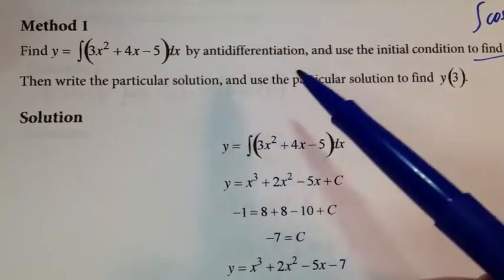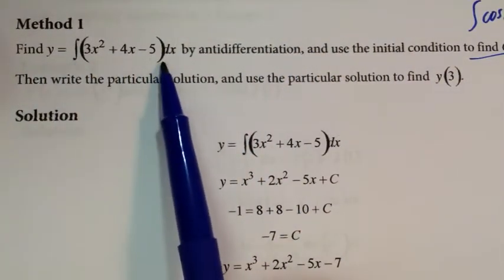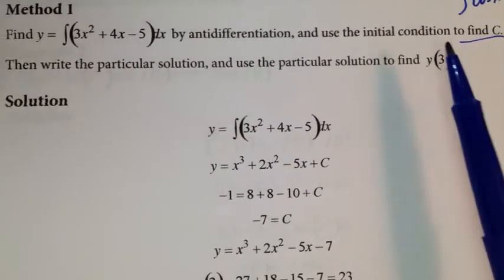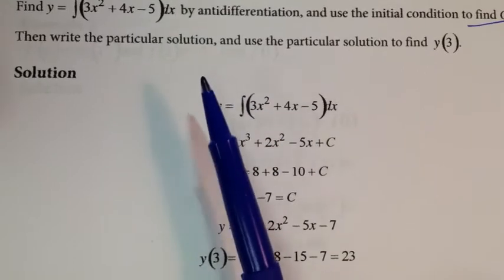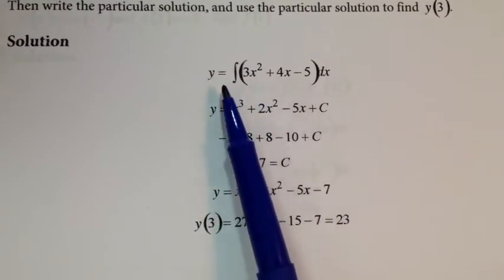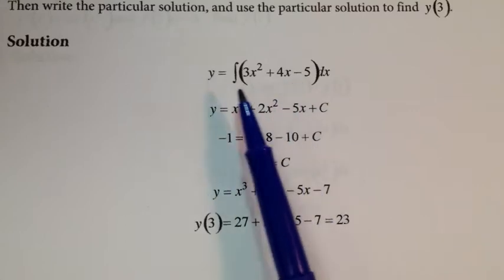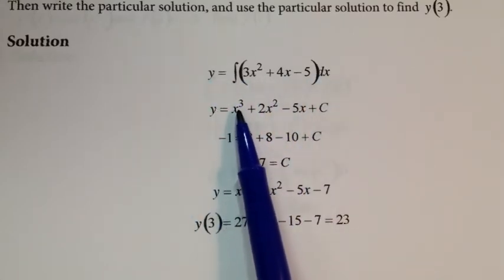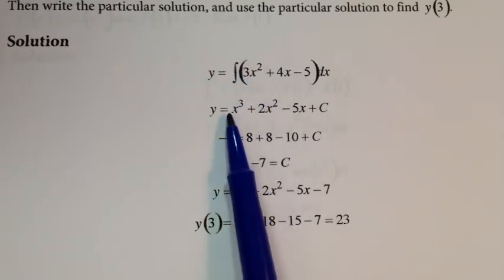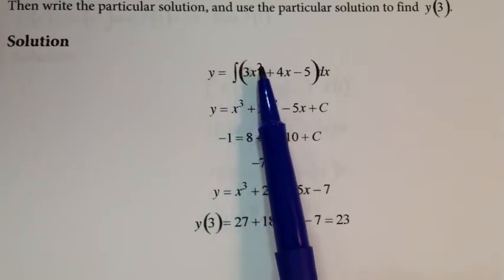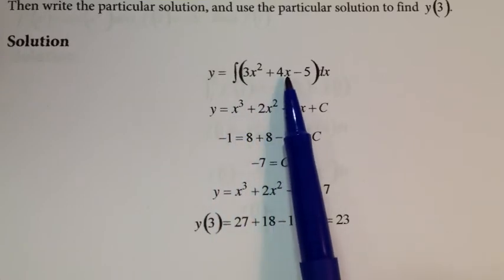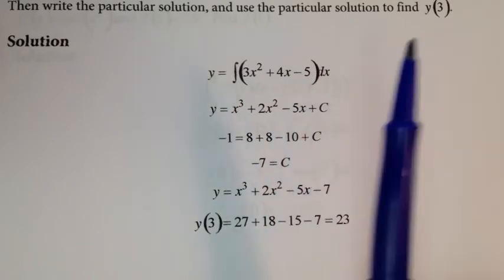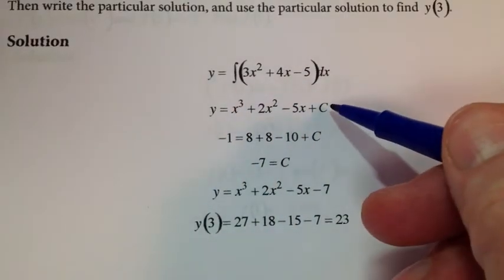One method for finding that would be to actually find this integral by antidifferentiation and use the initial condition to find C. So you can look this over. This is not the way we're going to solve most of these. But when the antiderivative is pretty easy, in other words, if y is equal to this integral, then y is equal to the antiderivative of 3x squared, which is x cubed, 3x cubed over 3. And then the antiderivative of 4x is 2x squared. Antiderivative of -5 is -5x. And then we have this plus some constant.